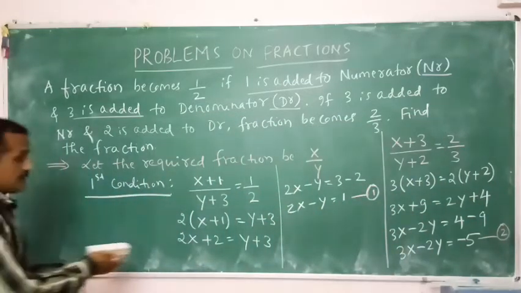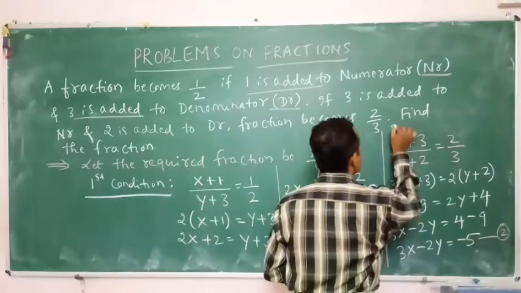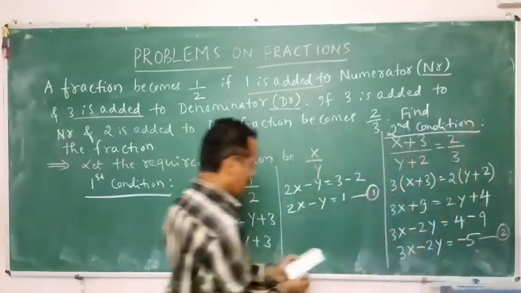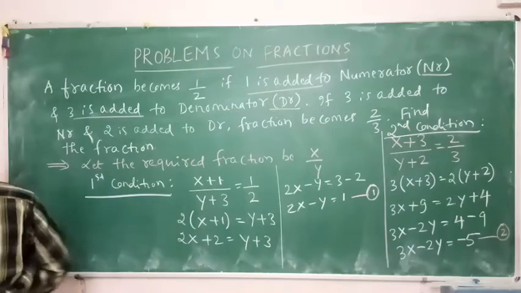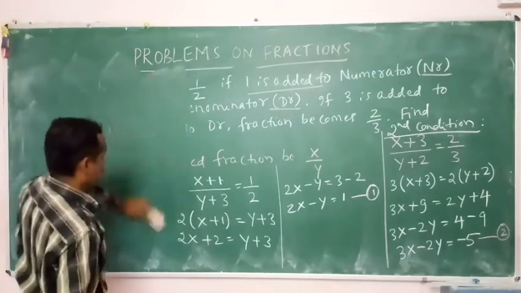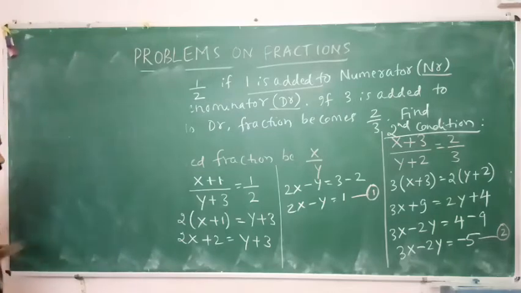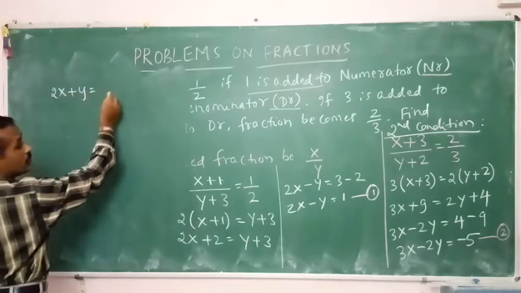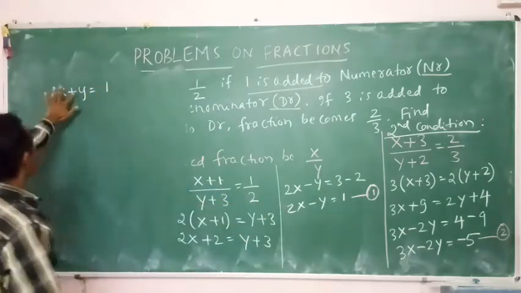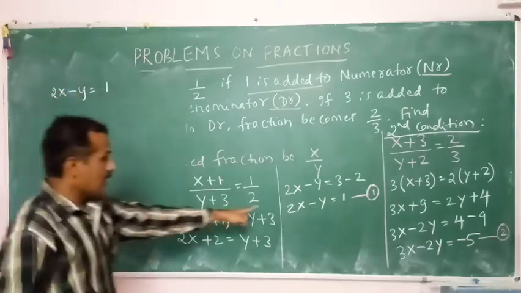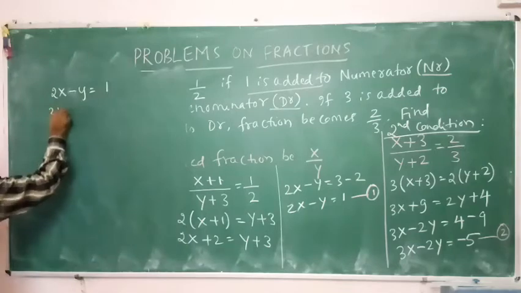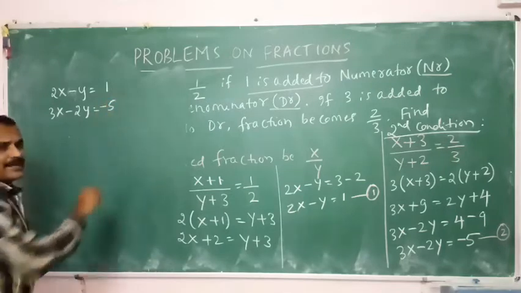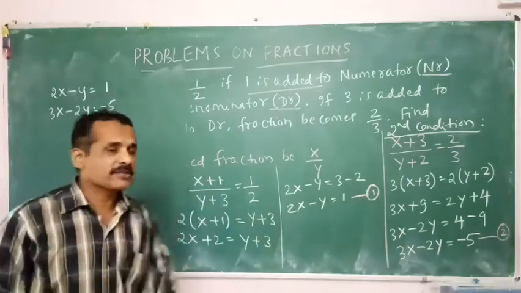Of course, this is my second condition. Now let me continue the problem. What are the two conditions? I got the first condition as 2x minus y is equal to 1, and the second condition as 3x minus 2y is equal to minus 5. My dear children, this is again a problem of the elimination method.